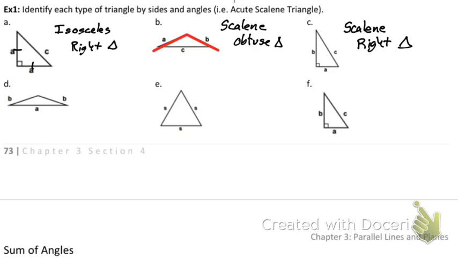All right, who can help me with D, noting that it's B, B, and A? Sam, you want to get this one? It's isosceles because B and B are the same side, so it's going to be isosceles. I don't think it's right. Okay, all right. It is obtuse triangle.